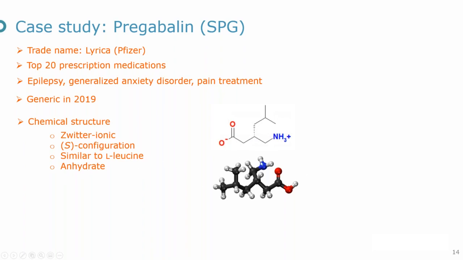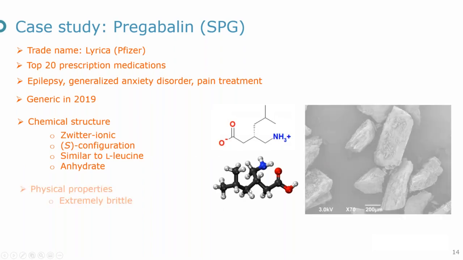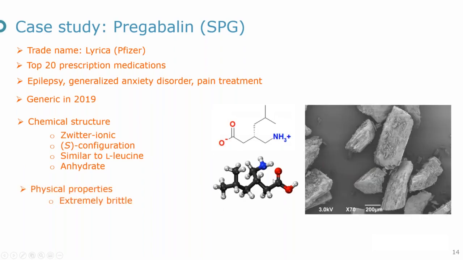Before we started working on this project, the only data that was known on this compound in terms of solid state chemistry was that it was only present as an anhydrous form. The only downside of this anhydrous form is that the material is very brittle. Here's an SEM microscopic picture showing large particles, and as you can see on the surface of the particles, it contains a lot of fines. Even if you touch the material on a glass plate under a microscope, it already breaks apart. So this is a really big problem for manufacturing processes.